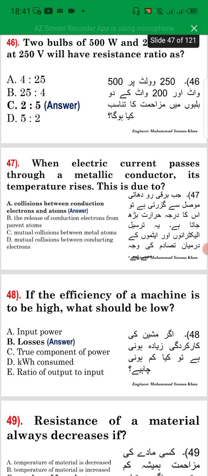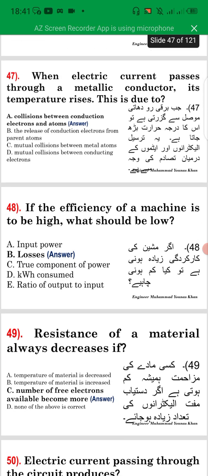Question number 47. When electric current passes through a metallic conductor, its temperature rises. This is due to collision between conduction electrons and atoms, the release of conduction electrons from parent atoms, mutual collision between metal atoms, mutual collision between conducting electrons. So the correct answer is collision between conduction electrons and atoms.